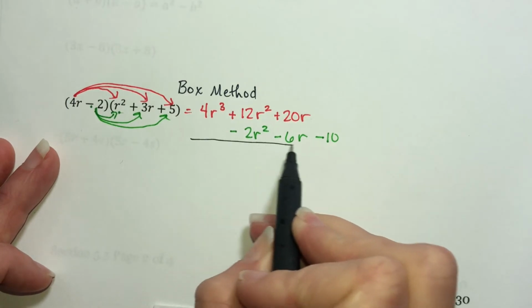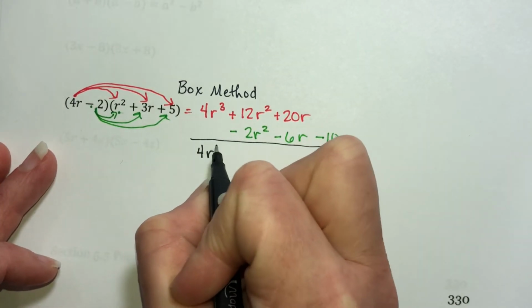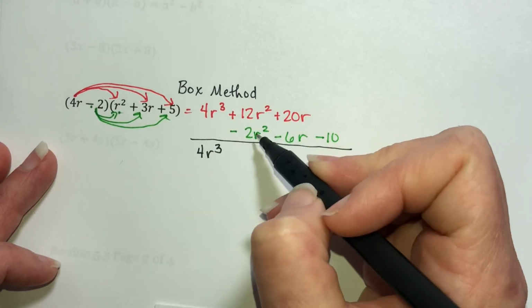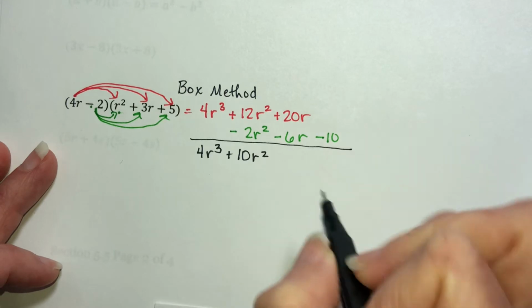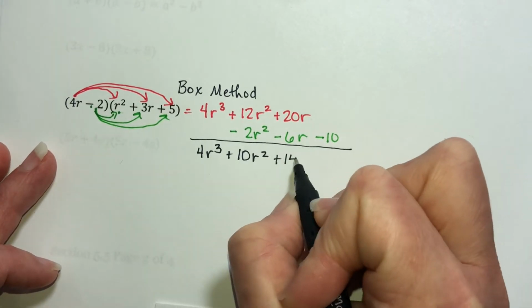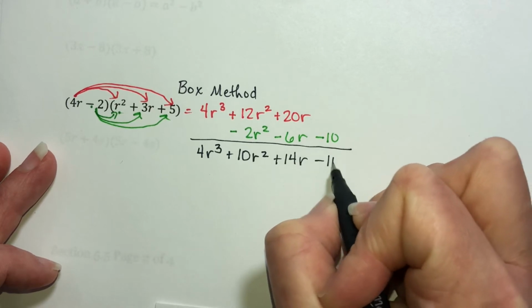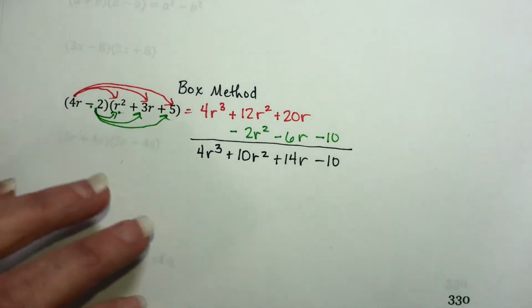And now we can just add, and I'll have 4r cubed. 12 minus 2 is going to be positive 10r squared. 20 minus 6 is going to be 14r, and then I have the minus 10. And that would be my answer to that problem. Okay?